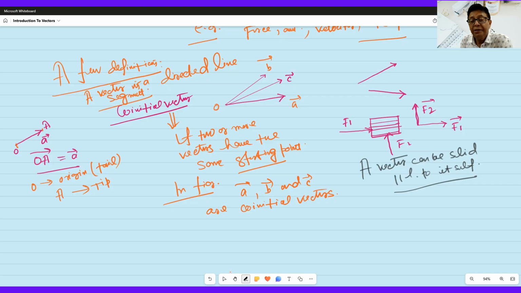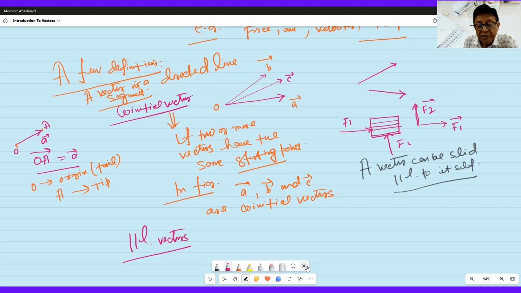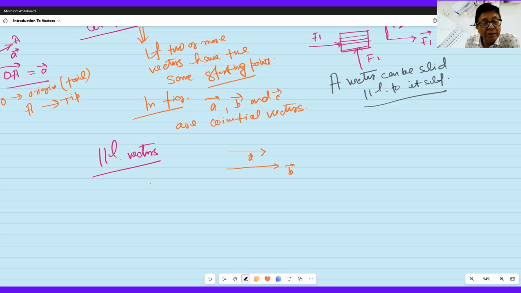Vectors can be parallel also. What are parallel vectors? Let me explain. If two vectors have the same direction, they are called parallel. So this vector A and this vector B are directed in the same manner. They don't have the same origin, so these two vectors are parallel. We'll simply write A parallel to B. The vector A is parallel to the vector B.